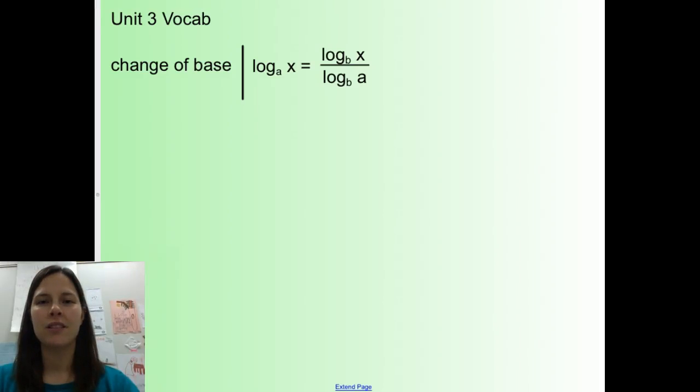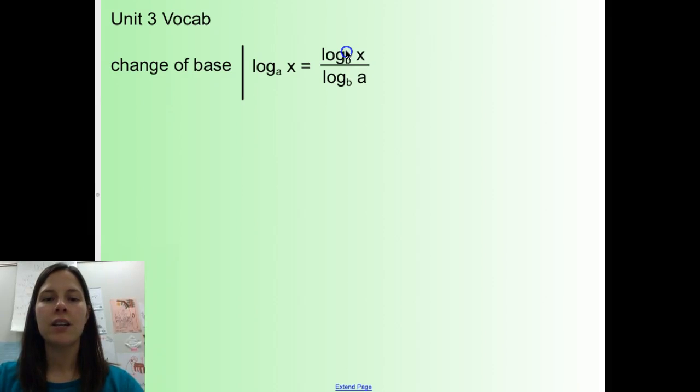In this lesson we're going to learn some properties of logs, and the first one is very useful for evaluating logs that we can't evaluate exactly, that we'll need a decimal approximation for. Since our calculators only know the common log, or base 10, and the natural log, base e, if we need to evaluate a log with any other base that doesn't work out exactly, we're going to use this change of base formula.